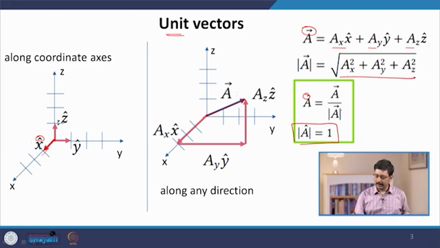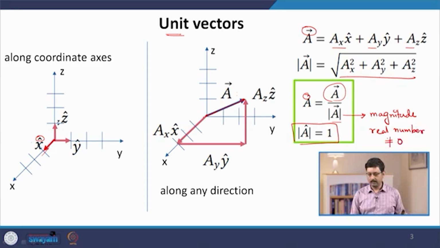Then I now divide the vector by its magnitude. Remember that the magnitude is a real number, and I am assuming that this is not 0. By real number I mean this is a scalar.